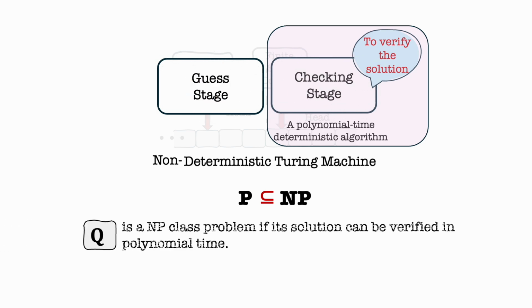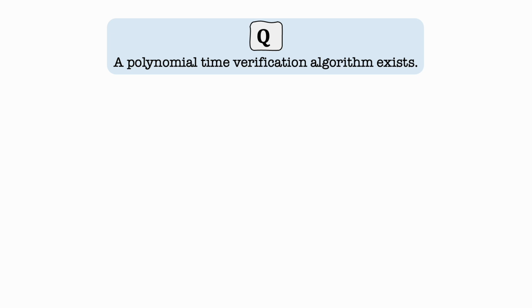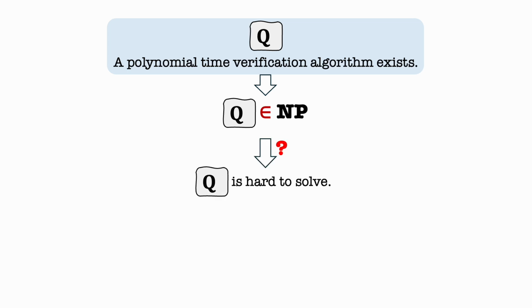Therefore, a problem Q is an NP-class problem if its solution can be verified in polynomial time. In other words, if a polynomial time verification algorithm exists for a decision problem, then that problem belongs to the NP class. Can we say that if a decision problem Q belongs to the NP class, then the problem is hard to solve? The answer is no. Why? Because P-class problems are also NP problems, and we know that polynomial time algorithms exist for problems in P. So, if a problem belongs to NP, we cannot automatically conclude whether it is hard to solve.